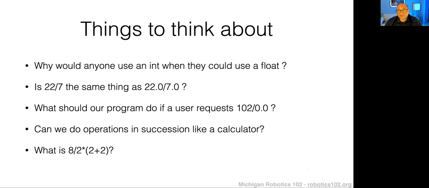What should happen if our user requested division by zero? If we took 102 divided by zero, or took the integer 102 divided by 0.0, what should happen in that case? We're going to try to build up so our calculator can do multiple operations in succession. What is that going to look like? What does that look like in our list? And lastly, if I had this expression right here, 8 divided by 2 times (2 plus 2) in parentheses, what is that? Well, we will find out next lecture.